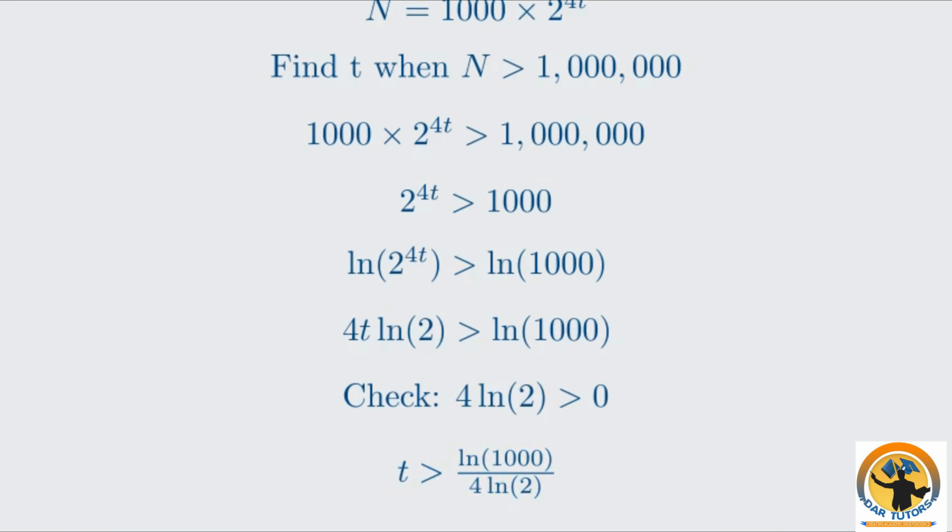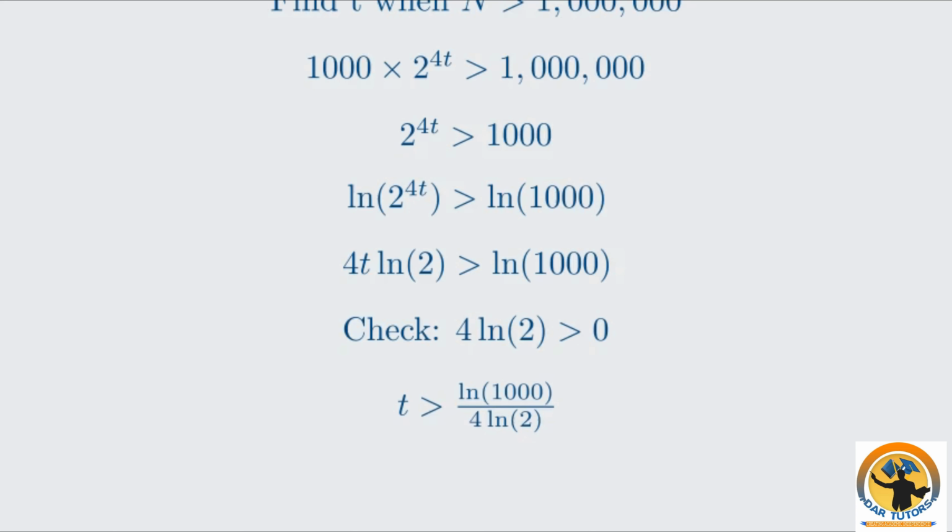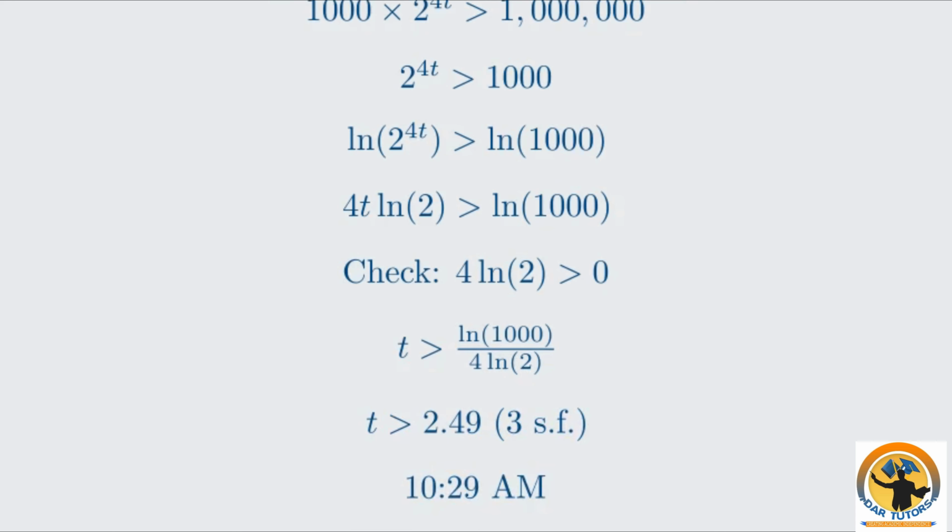Now, we can use a calculator to find the numerical value. Calculating this gives us approximately 2.49. This means the population will exceed 1 million after 2.49 hours. The question asks for the time. 2.49 hours is 2 hours and 0.49 times 60 minutes, which is about 29 minutes. So, if the culture started at 8 a.m., the population will exceed 1 million at approximately 10:29 a.m.